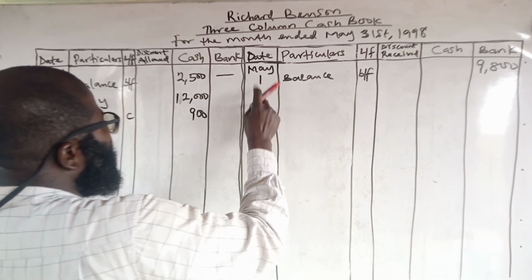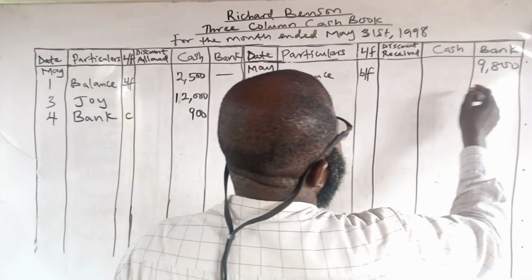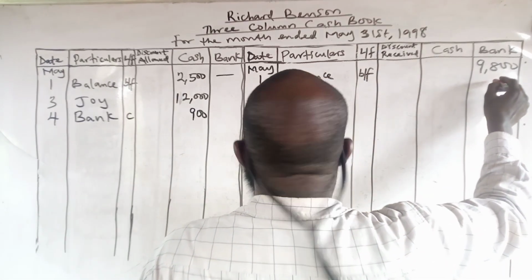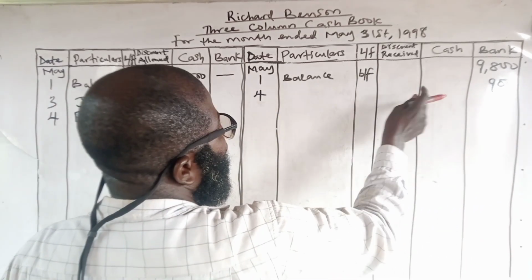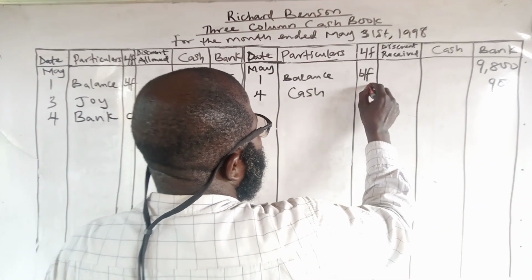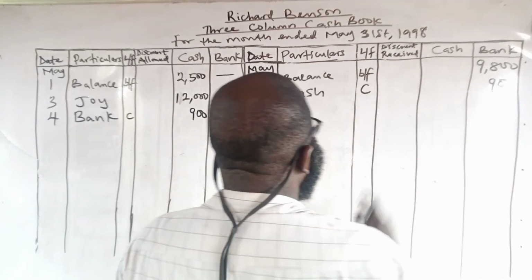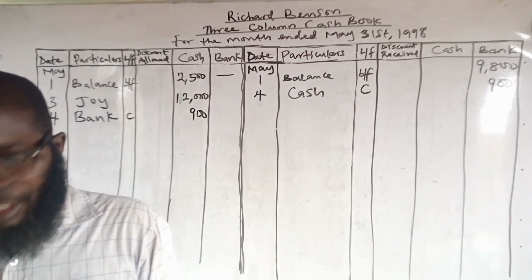Therefore, you come to this side, the credit side. The bank is giving out. Come to the bank column, then you write 900 naira. Then you come here and write cash in the particulars, then you put contra here, indicating that it is a contra entry. This is how to treat a contra entry.